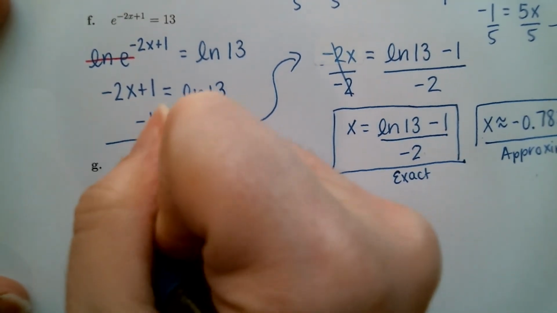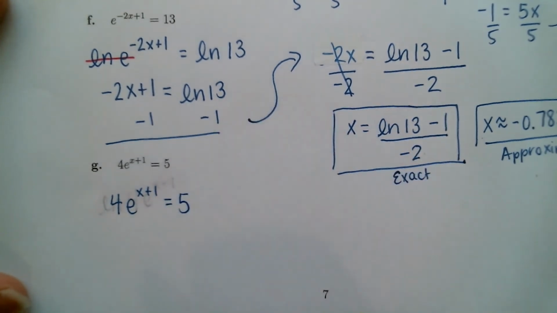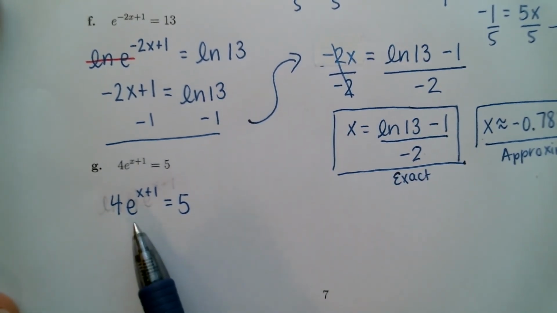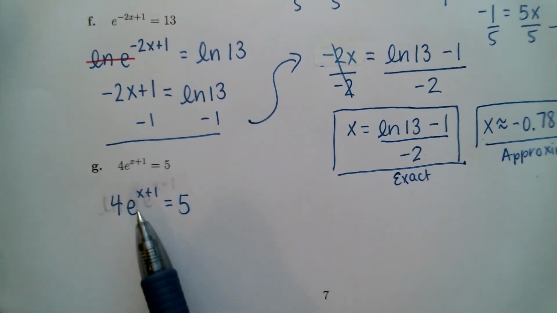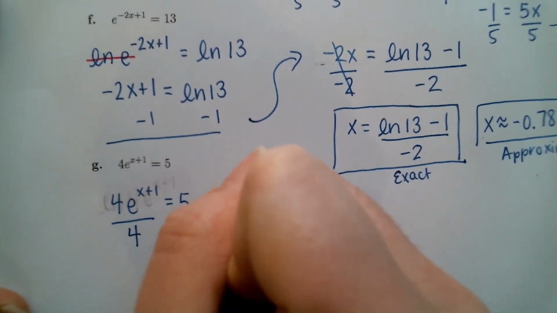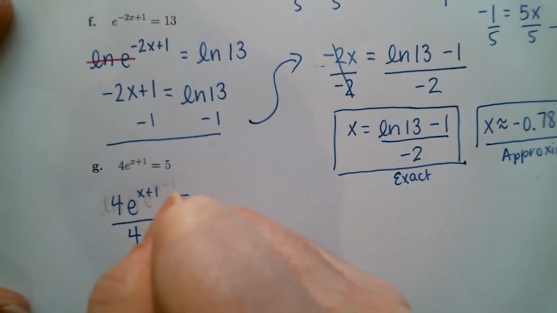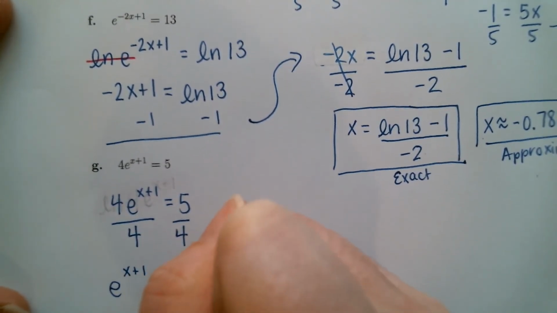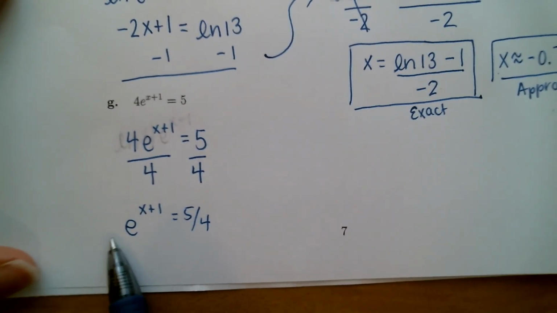So what you're going to do, let me write the problem here. If you read it to yourself, this is 4 times e to the x plus 1 equals 5. Since you're multiplying this quantity e to the x plus 1 by 4, to get rid of the 4, you need to divide both sides by 4. So we're going to get e to the x plus 1 is equal to 5/4. Now the e is free. There's nothing in front of it.